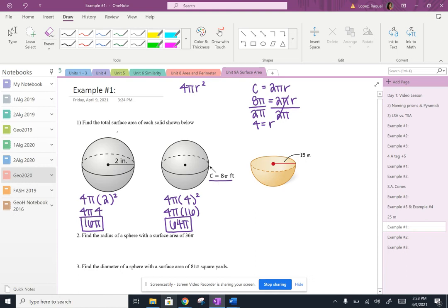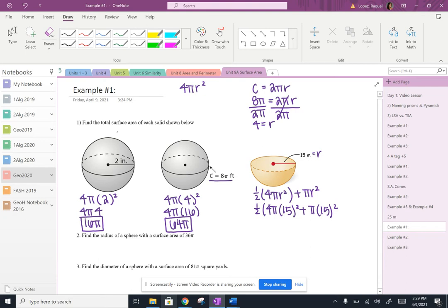Okay. This time I've got a half sphere. So I'm going to take half of the formula for the total surface area of a sphere. So 1/2 times 4 pi r squared. But I also need to add the surface area of this base here. So plus pi r squared. And I know that the radius is 15, so I can just go ahead and now plug that into the formula. So I have 1/2 times 4 pi 15 squared plus pi times 15 squared.